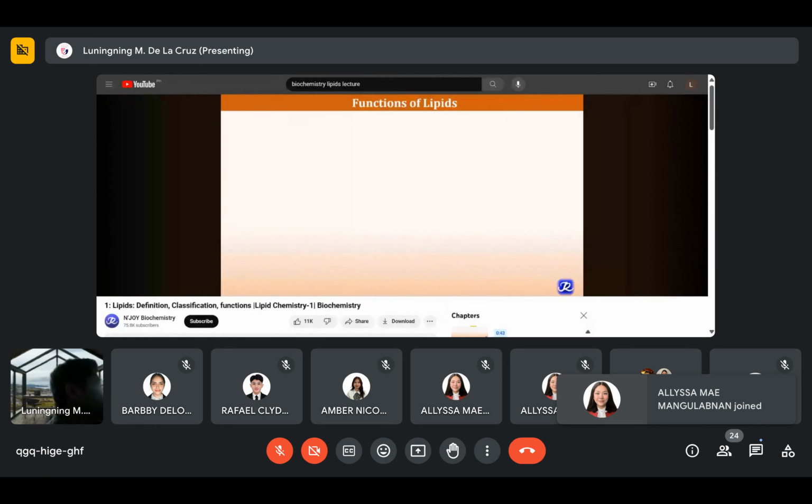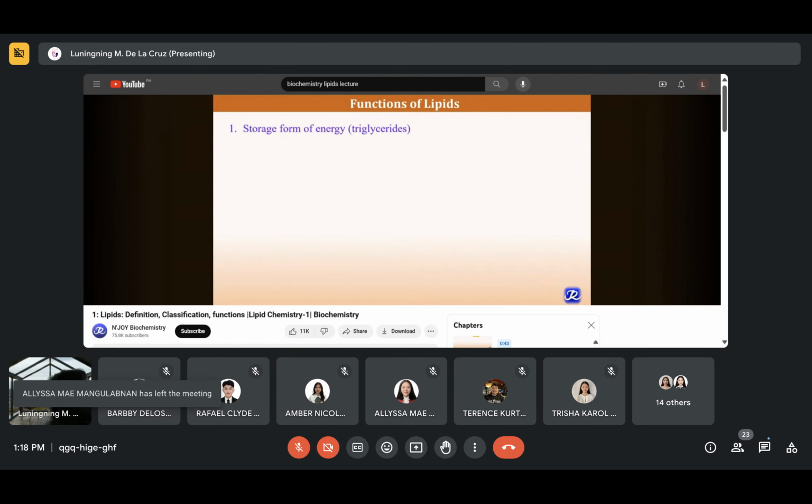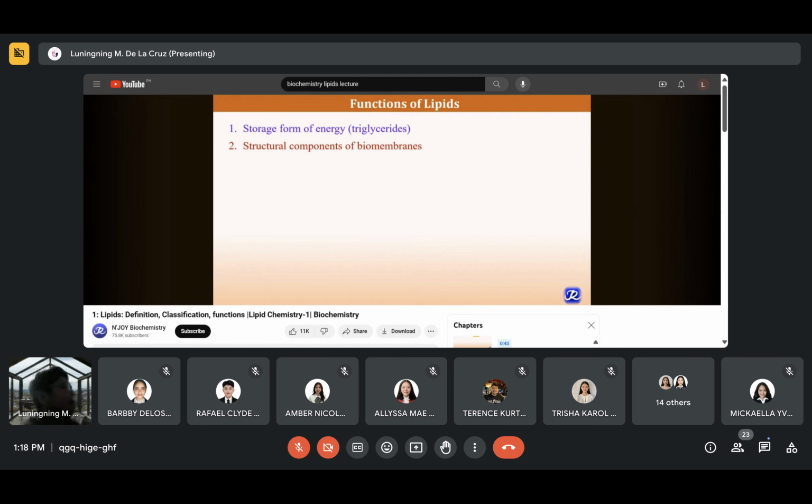Let's enumerate the functions of lipids. They are the storage form of energy. Triacylglycerol are stored in the adipose tissue, and in fasting and starvation, adipose tissue triacylglycerol are broken down to form fatty acids, which are further oxidized for energy. They are structural component of biomembranes. For example, phospholipid and cholesterol, they are present in cell membrane. Metabolic regulators like steroid hormones, eicosanoids like prostaglandins and leukotrienes perform various functions in the body.